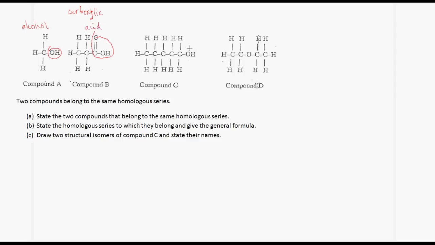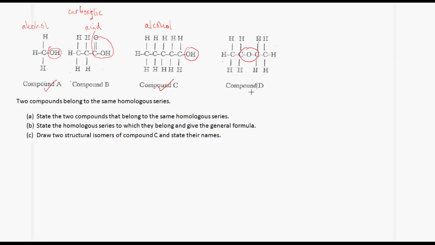In this compound we have an OH group present, so therefore this is also an alcohol. And compound D has this functional group here. Now, first question asks, state 2 compounds that belong to the same homologous series. So we know that compound A is an alcohol and compound C is an alcohol, so they belong to the same homologous series. State the homologous series to which they belong and give the general formula.